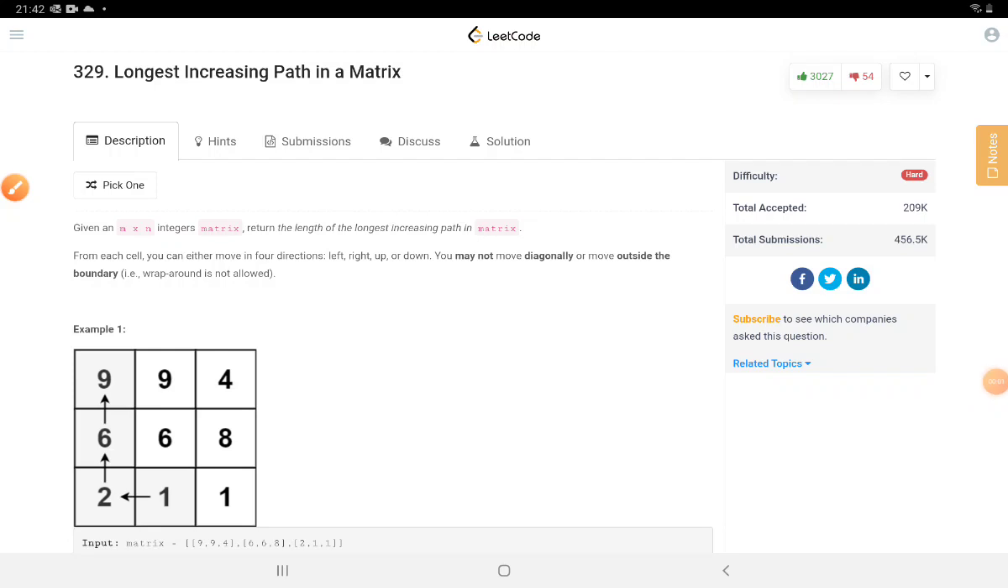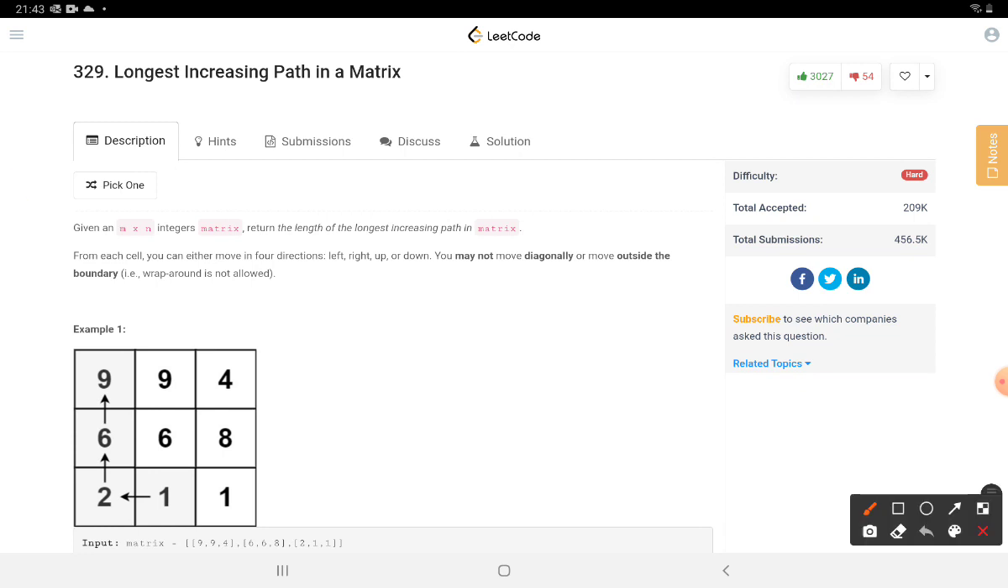Hi everyone, let's take a look at LeetCode programming problem 329, longest increasing path in a matrix. So this is a LeetCode hard problem, and let's first of all try to understand what is expected in this problem. If you see the example that they have provided, we are given an input m cross n matrix of integers, and we have to return the longest increasing path in the matrix.